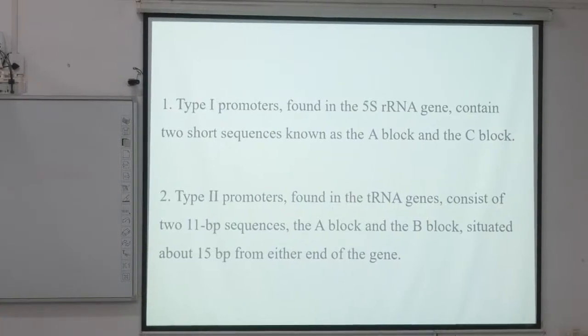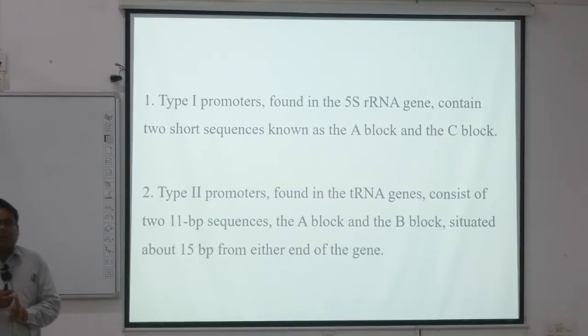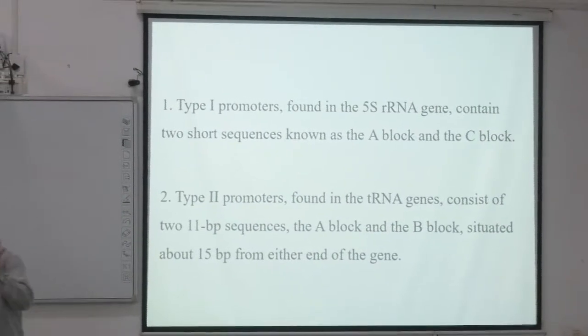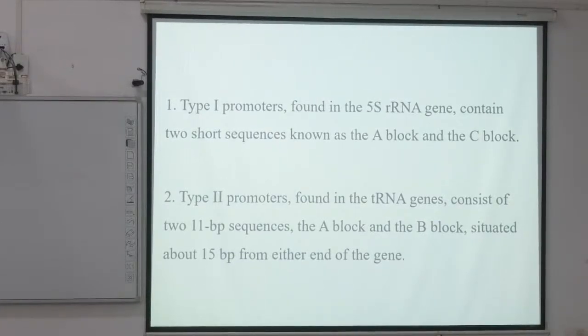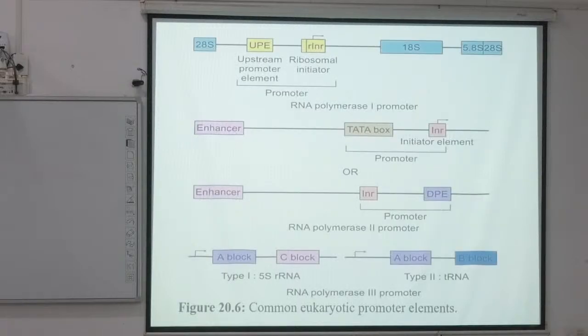What is required in transcription in eukaryotes? We require three kinds of RNA polymerase. I already described this in the previous class, so I am not going into detail. It is RNA polymerase I, RNA polymerase II, and RNA polymerase III, and different RNA polymerases are helpful for the synthesis of different RNA molecules. Okay? We already discussed this.